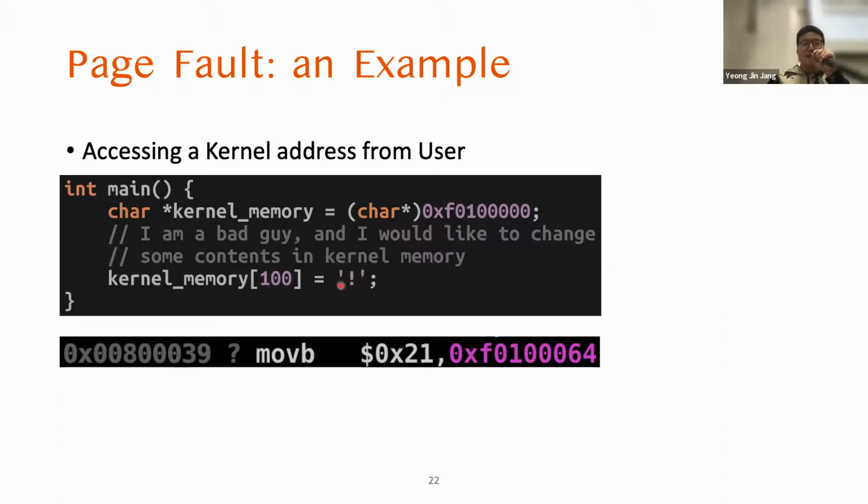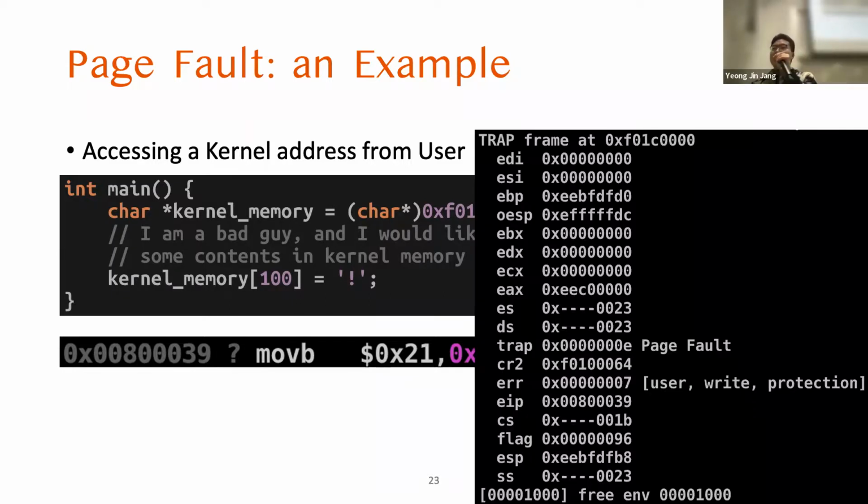And then this character, the exclamation mark, is the ASCII code 0x21. And then this address plus 100. The 100 in hexadecimal is 64. That's why the target address for the kernel address plus 100 is F01000064. So that's the kernel address to store this character. That's the access the current code is making. And if we do so, it will definitely generate the page fault.